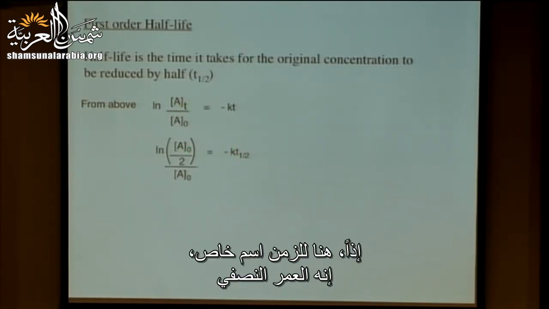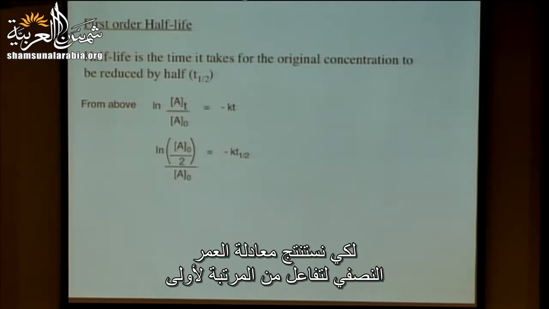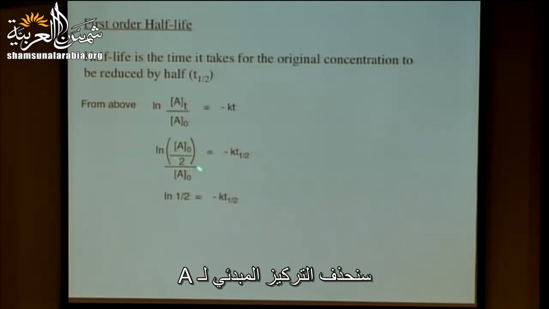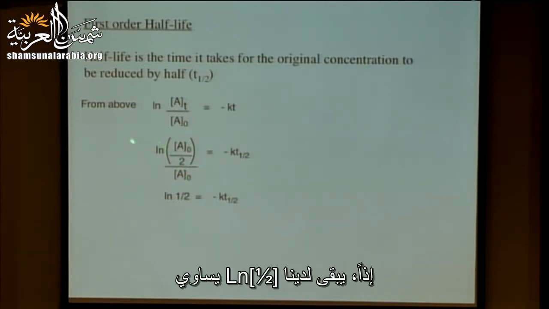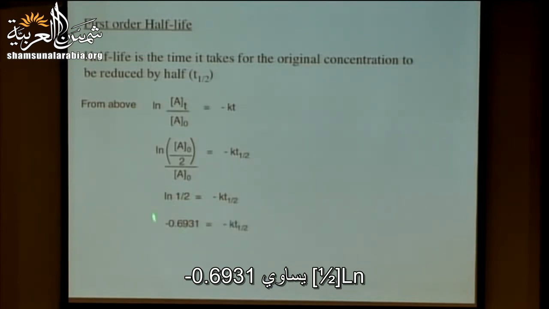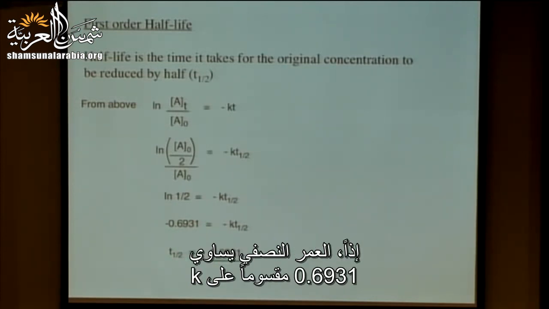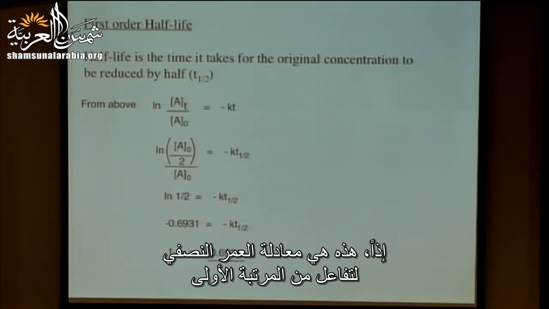And so now t has a special name. It's t one-half here. So now we can simplify this expression to come up with an expression for half-life for a first-order reaction. The [A]0, or original concentrations, cancel out. And so we have the natural log of a half equals minus k, our rate constant, times t one-half. The natural log of a half is minus 0.6931. We can get rid of our negative signs and solve for t one-half, because this is the half-life expression. So t one-half equals 0.6931 over k.